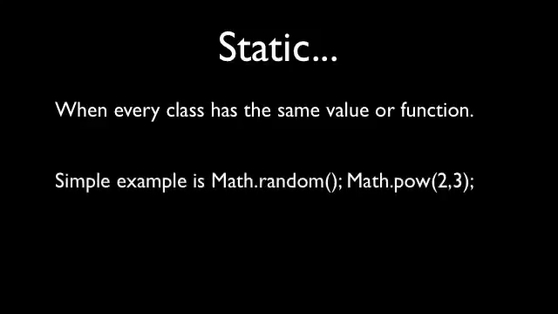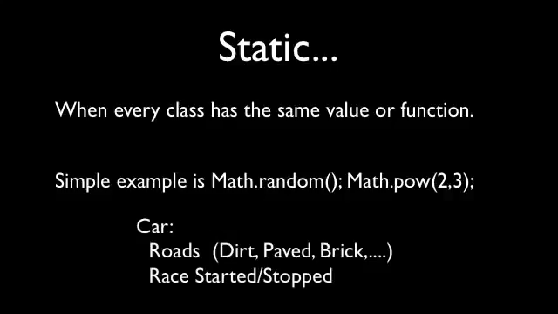Now, a simple example of what I mean is Math.random. That's the same functionality every single time to get a random number. It's a different value, but it's the same functionality. Math.pow 2 to the 3, of course, will always get you the same value and the same functionality because you gave it the same inputs.